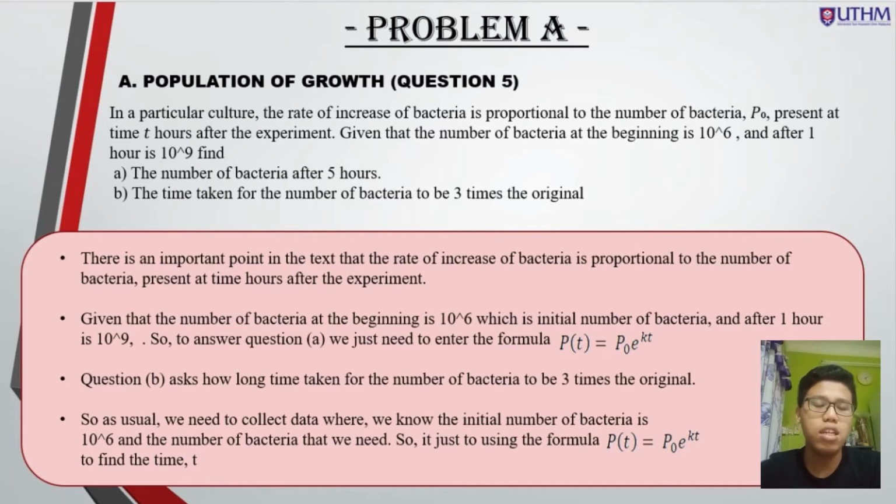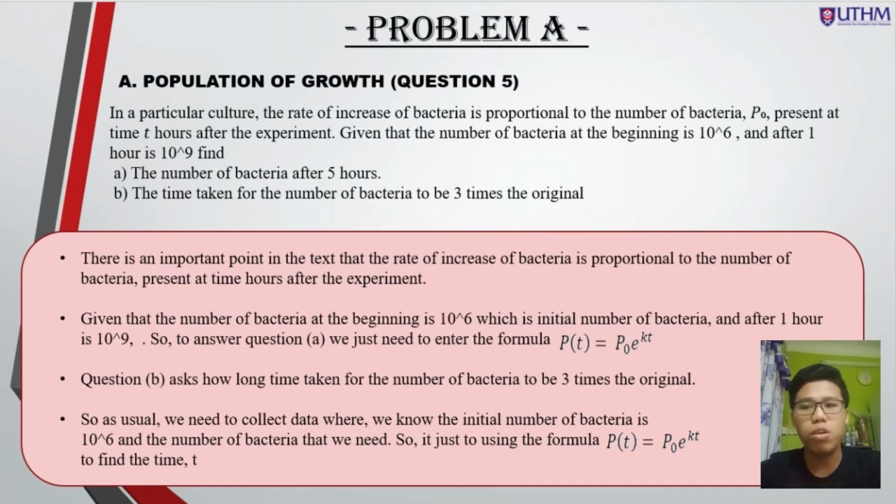To answer question A, we just need to enter the formula, which is P(t) equals P0 e to the power of kt. Okay, that's all for question A. For question B, we just need to find how long it takes for the number of bacteria to be 3 times the original.